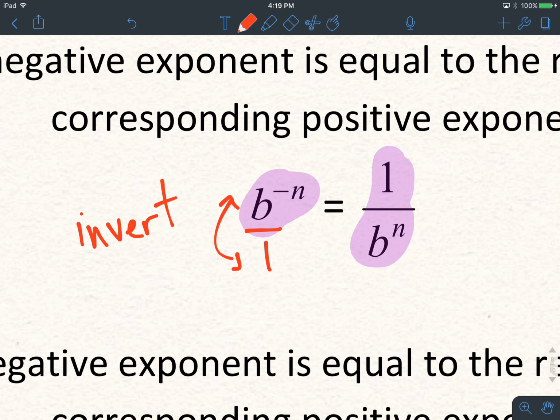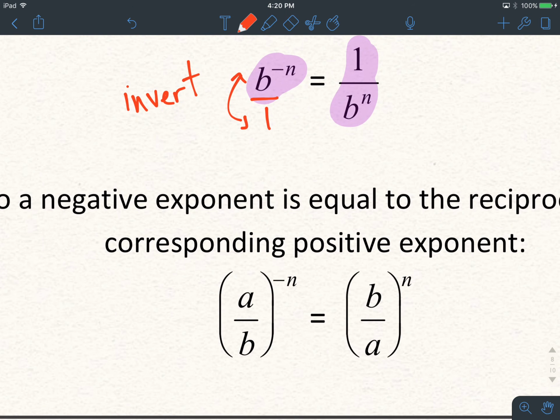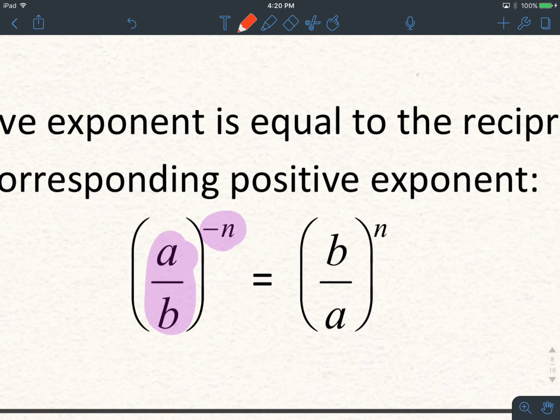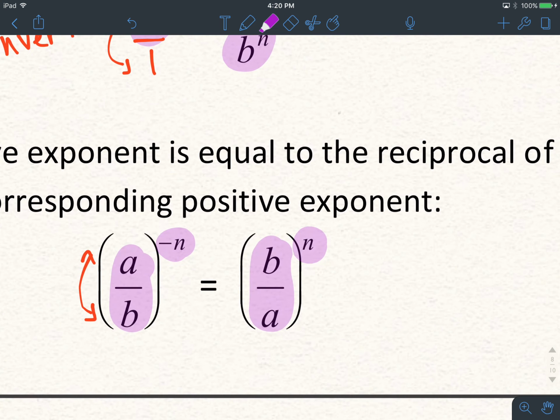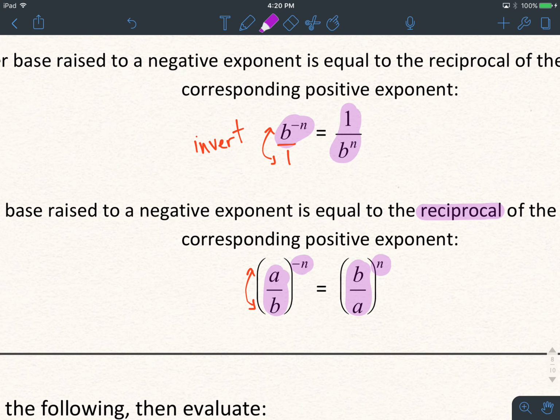So that's fine and dandy when we have a base with a single number. Here's an extension of it where we have a base that has two parts. So if we have a over b to the exponent negative n, it will be equal to that same inversion. We would invert this to end up with b over a to the positive version of the same exponent. So inverting the base, that's what it's all about. Another mathy word for that is reciprocal. And it's just a mathy way of saying flip it upside down.